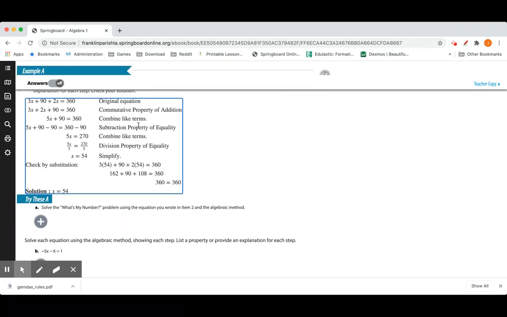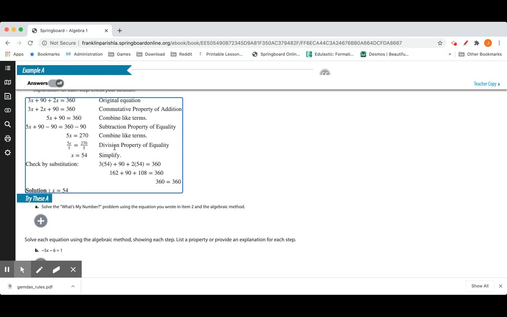We're going to use the subtraction property of equality, which basically means if you subtract, or for that matter add or multiply or divide the same thing to both sides, you'll get a balanced equation. So it changes the numbers, but it doesn't really change the thing. It just changes the way they look. So 90 minus 90 is 0. 360 minus 90 is 270. So I have 5x equals 270.